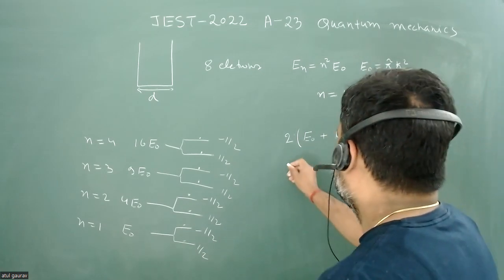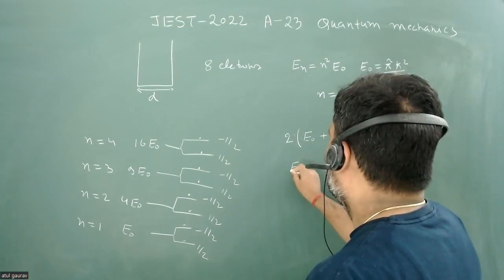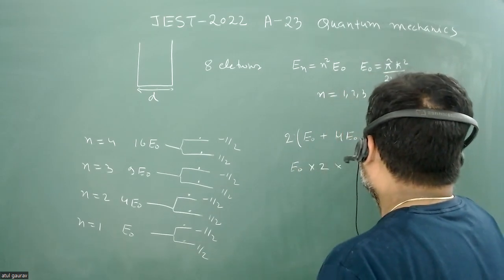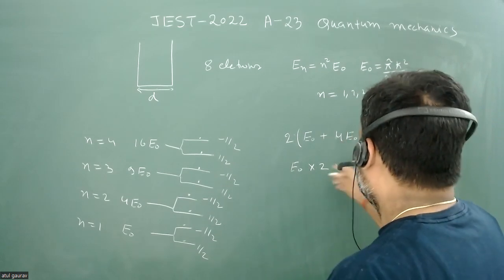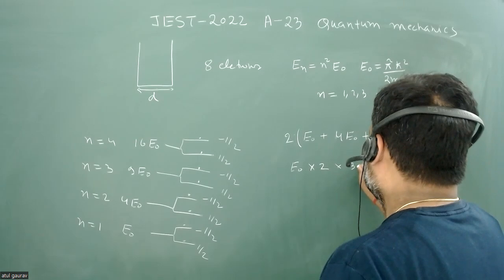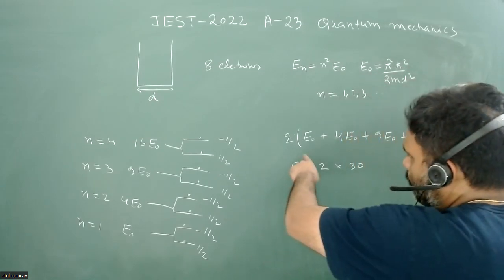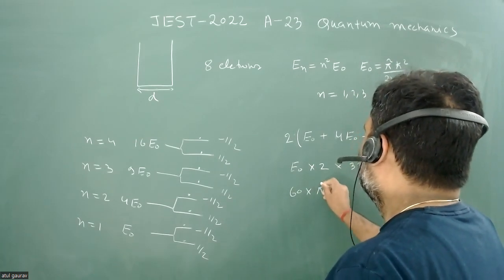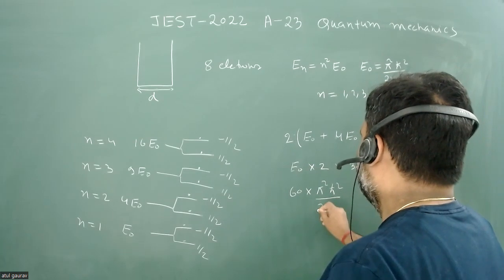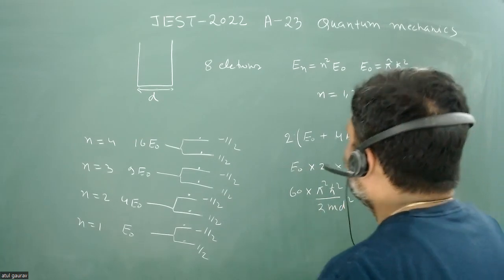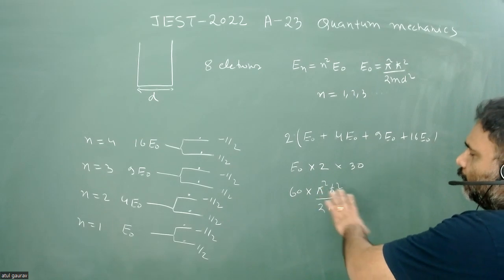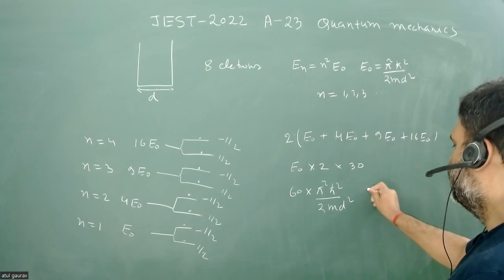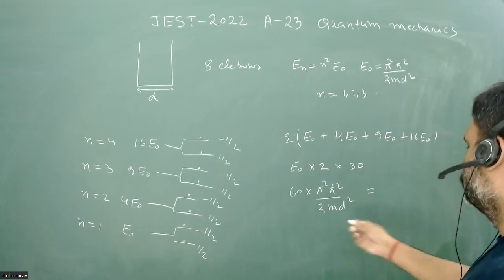So we can take E naught into 2, this is this 2, and we have 1 plus 4 plus 9 plus 16, that is 30. So this is my energy eigenvalue. Now we have to put the value of E naught. So that will be 60 into pi square h cut square upon 2m d square. But in the problem, the options they have given are in terms of h. So we have to just write the value of h cut as h by 2 pi.